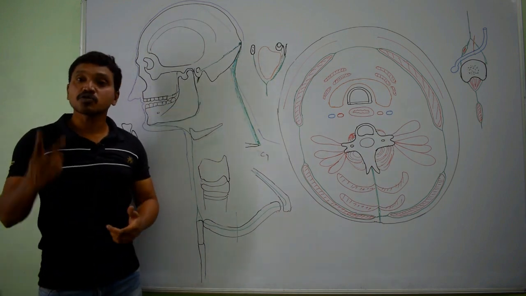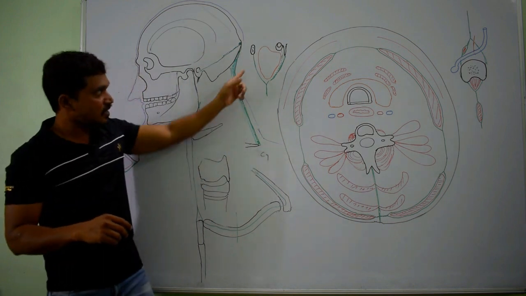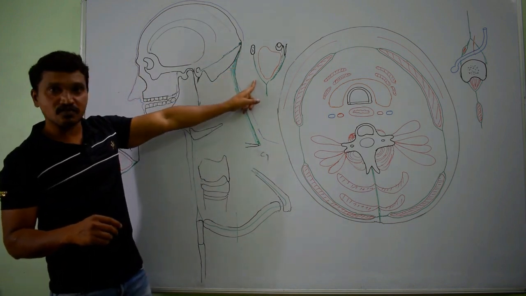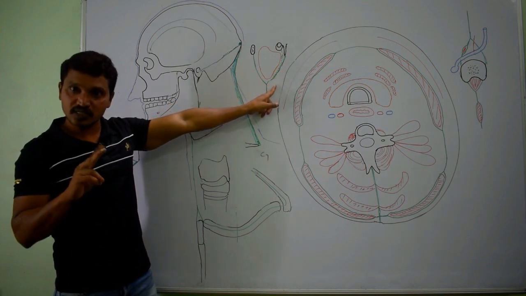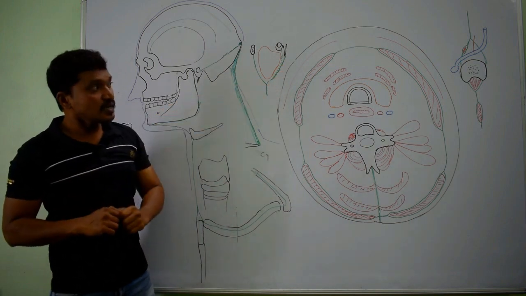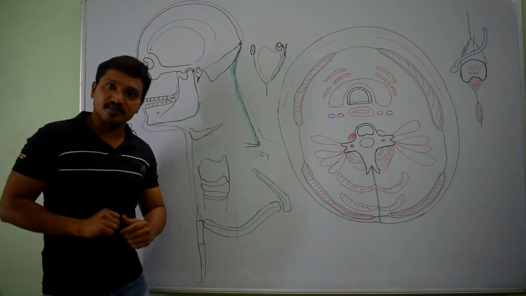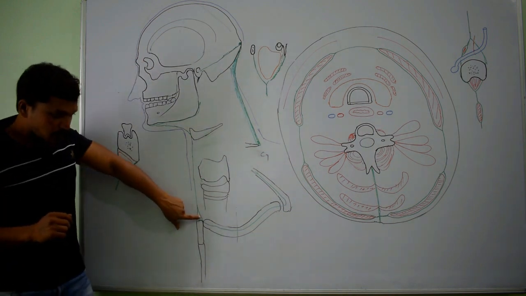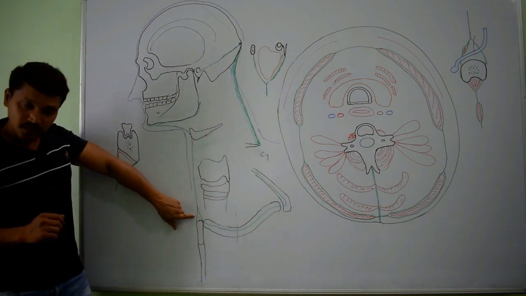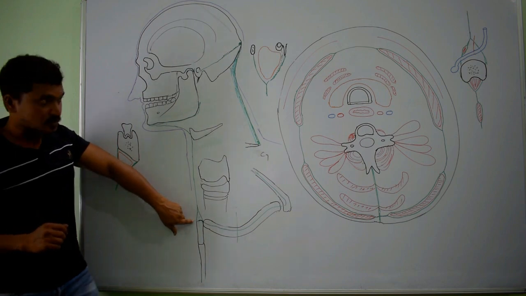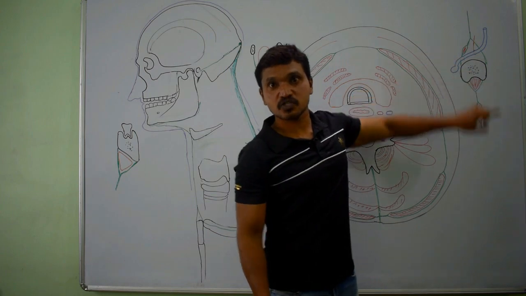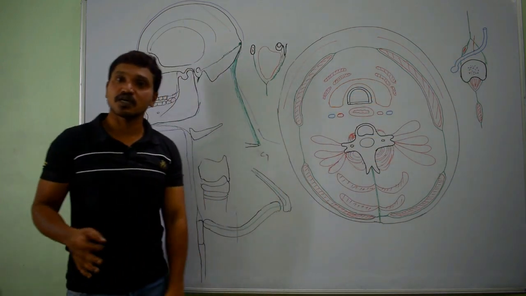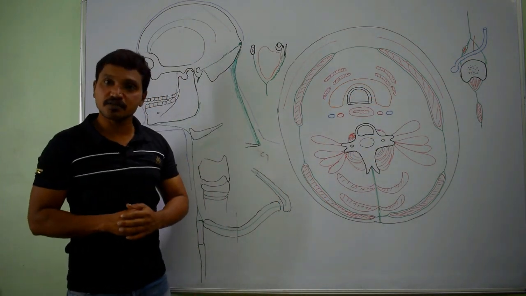Then it forms two ligaments. See here, this is parotidomesenteric fascia and here is the stylomandibular ligament. So these are the two ligaments. Then it forms two spaces. See here, this is suprasternal space of bones. This space we call suprasternal space of bones. And what is this space? Supraclavicular space. So suprasternal space and supraclavicular space will be formed by the investing layer of deep cervical fascia.